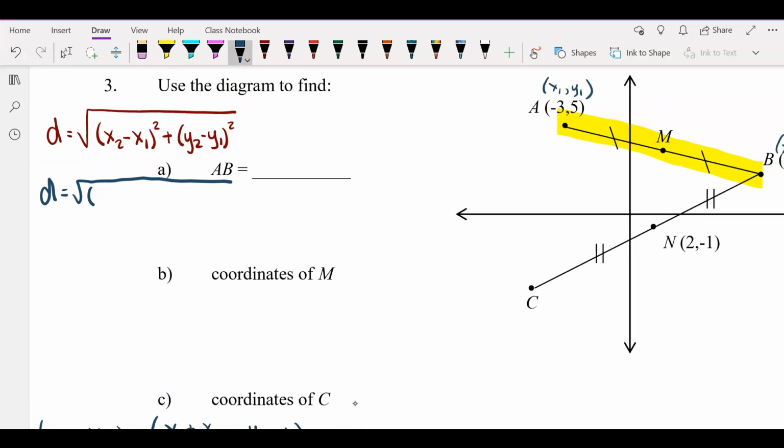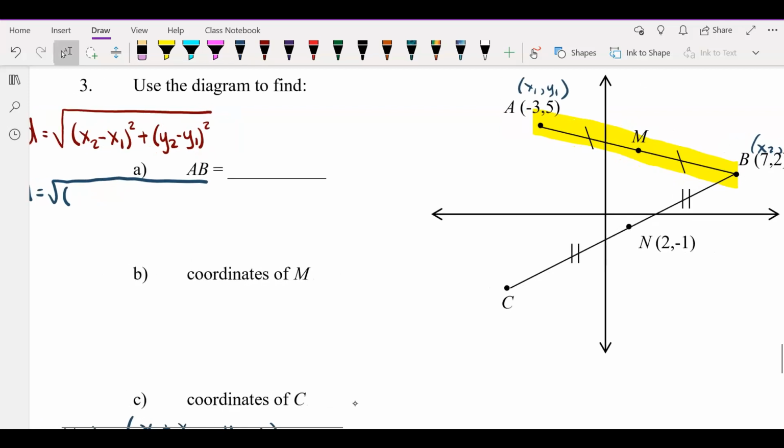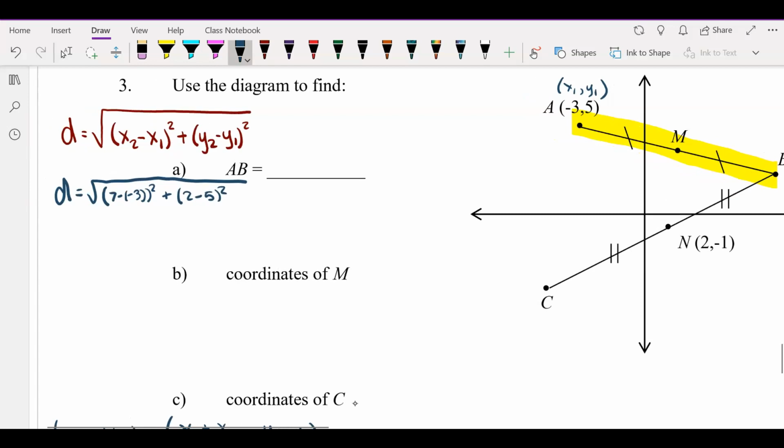Our x2 is 7, so we're going to have (7 minus negative 3) to the power of 2 plus (2 minus 5) squared. And then we have, equals, underneath, a positive 10 squared plus a negative 3 squared. Then we will have 100 plus 9, and that will give us the square root of 109.